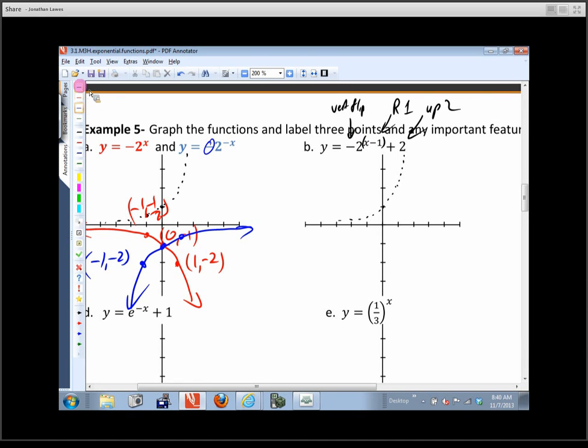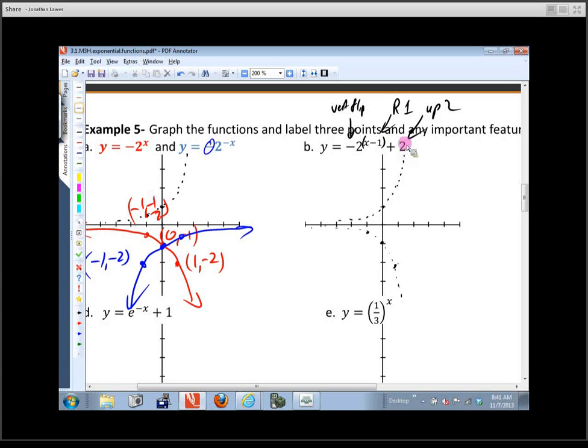Okay, so I need to do a vertical flip of this shape. So if I vertically flip that, it's going to be down here, and down here. So this is the right shape. It's just not in the right place. And hopefully this point, and this point are pretty easy to figure out what they are. I need to take those 3 points and I need to move them to the right 1 unit and up 2 units.